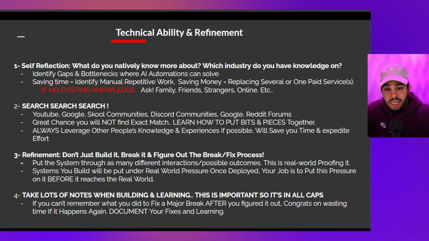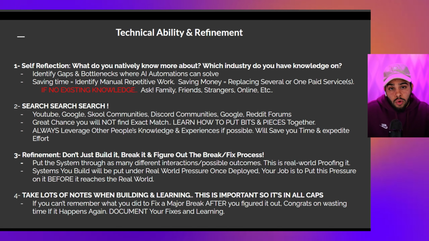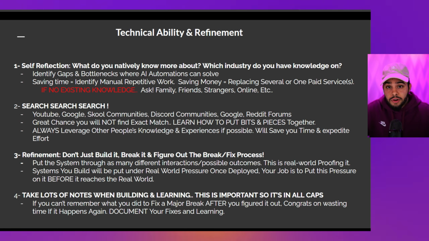Now let's talk about technical ability and refinement. Most people do confuse this with being already established as an AI automation expert, which, like I said earlier, is actually a misconception. If you guys notice, the last video that I released was an hour and a half technical build of a fairly powerful system for outreach that I built and sold.